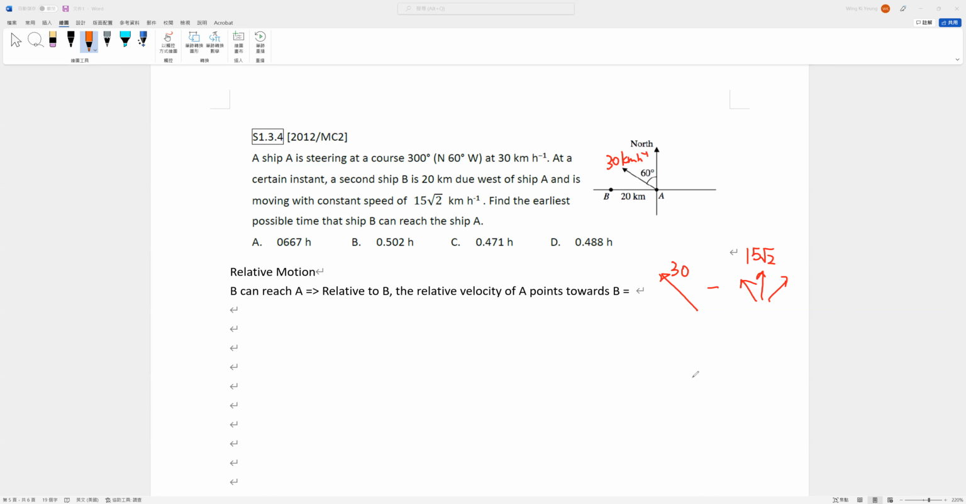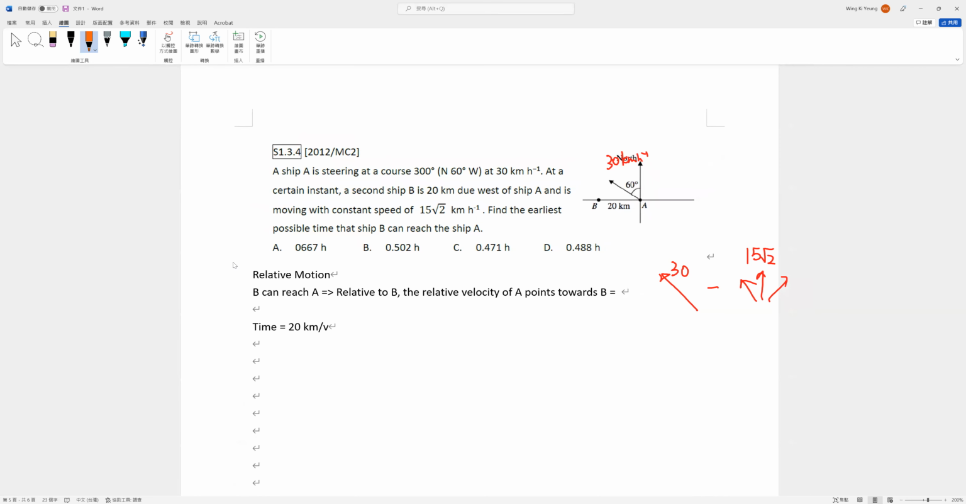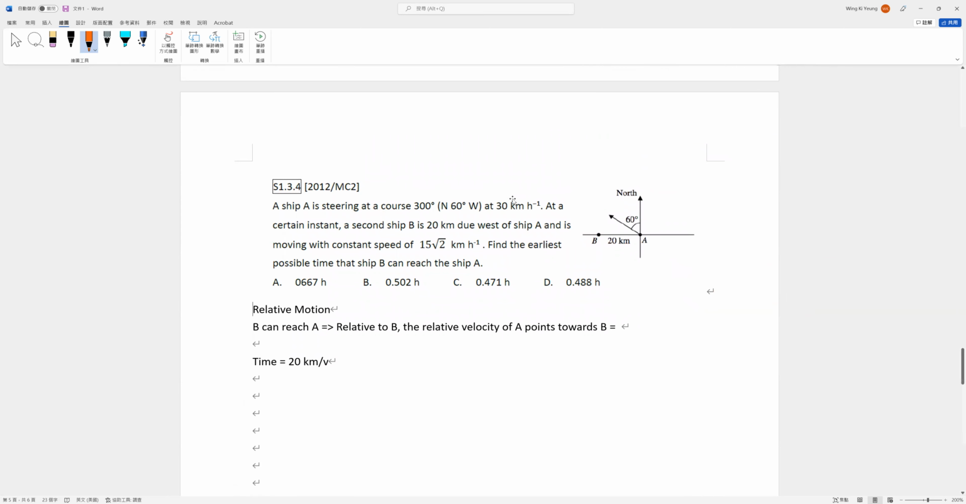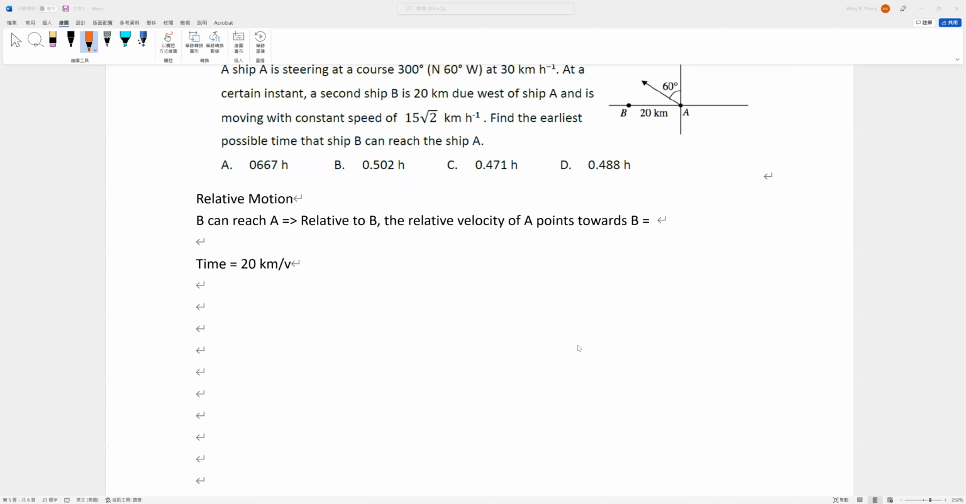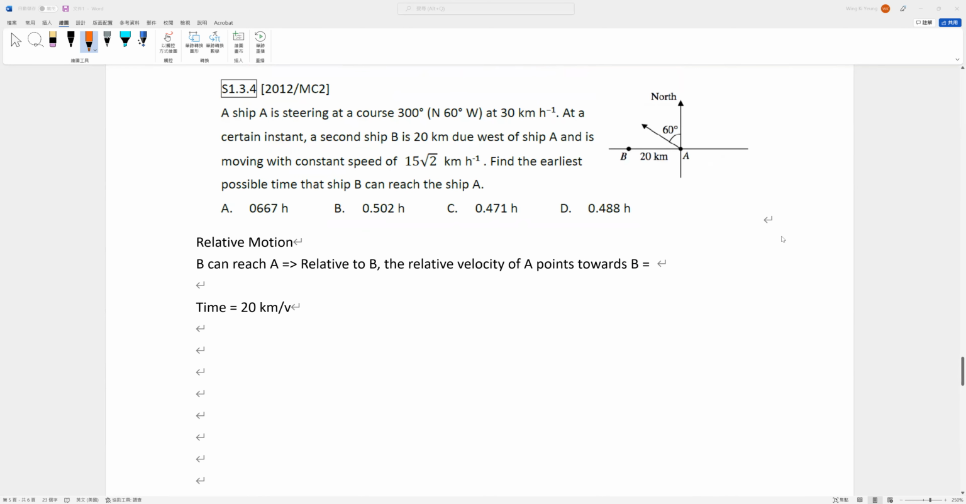Do you think you can do it by yourself this time? After you know the direction of the velocity of B, then you find the relative velocity. And after finding the relative velocity, the time they reach will be 20 kilometers divided by the speed, the relative velocity. I'm not drawing on the screen. Do you think you're able to do it yourself? Yes or no? The result is 50-50, okay?